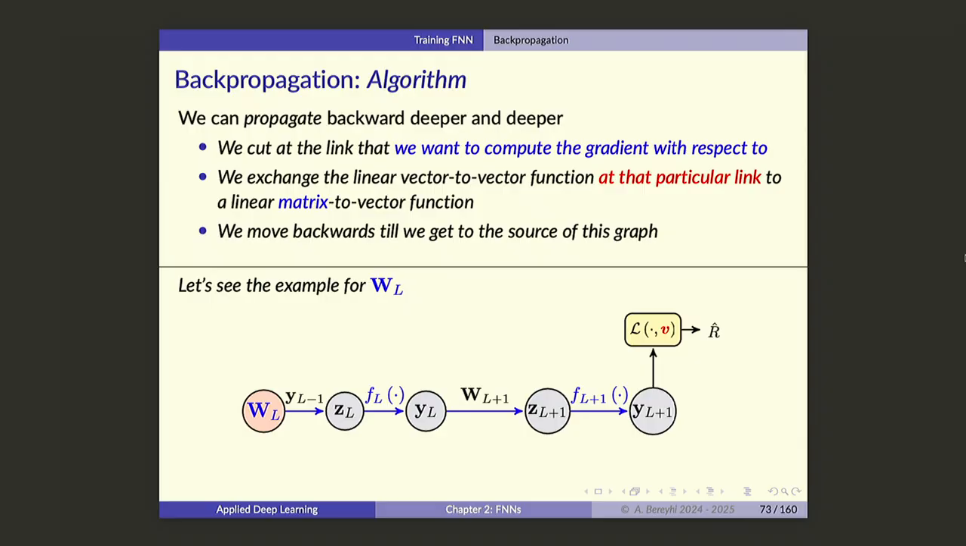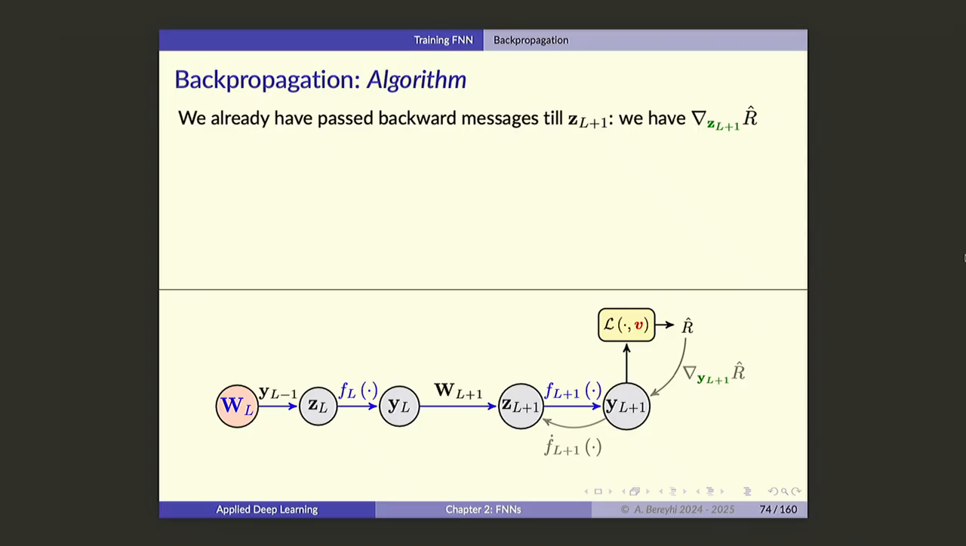Now, the only thing that you need to do is to just move backward in this guy, right? So how can we move backward? Well, we already have moved backward, right? When we wanted to compute the gradient with respect to this guy, we already moved backward up to this point. So we don't need to start from scratch. We just keep on from where we stopped, going further backward, right?